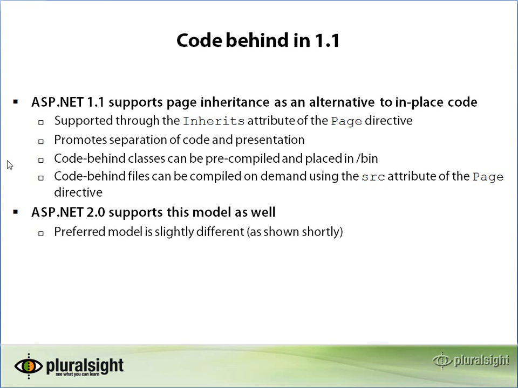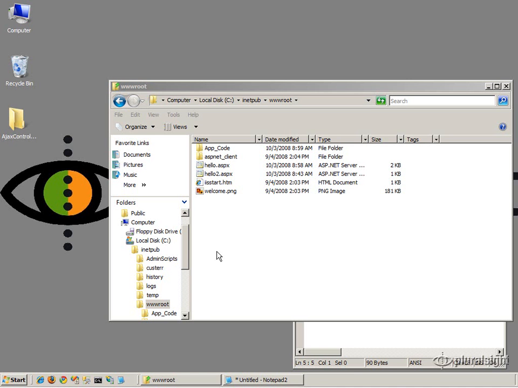So what I'd like to do is start by showing you the 1.1 version of Code Behind, which, as you'll see, is very similar to the 2.0 version. But even though you may not use this style of Code Behind directly, there's a good chance you'll encounter it in your ASP.NET development. So it's good to be aware of how it works and what the various attributes mean. And then we'll go ahead and take a look at the 2.0 version and see how that differs and how to use both.